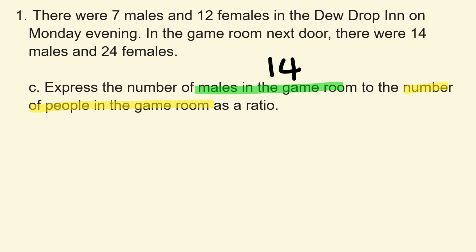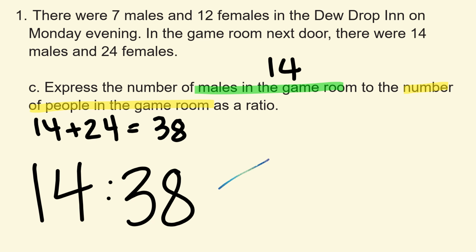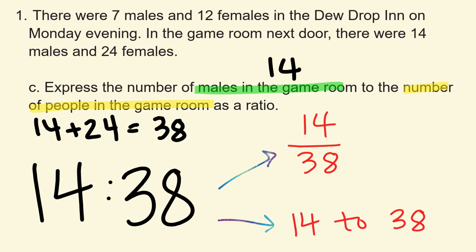And what was the total number of people in the game room? That would be 14 males and 24 females. So add those up, that's 38. So our ratio is going to be males in the game room, colon, number of people in the game room. So 14:38. And of course, you could write this in our two alternative ways, as a fraction or by separating the numbers with the word "to", so 14 to 38.